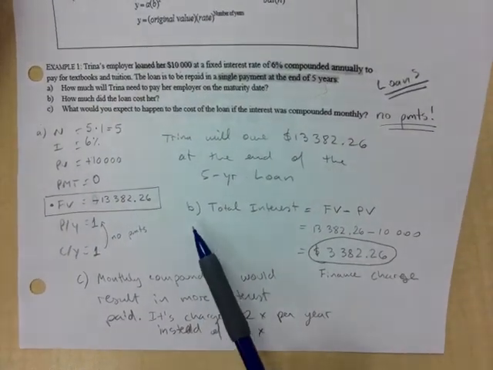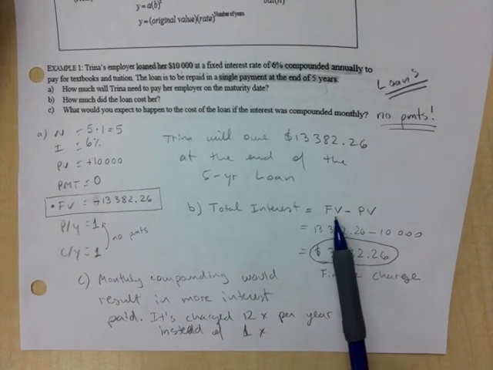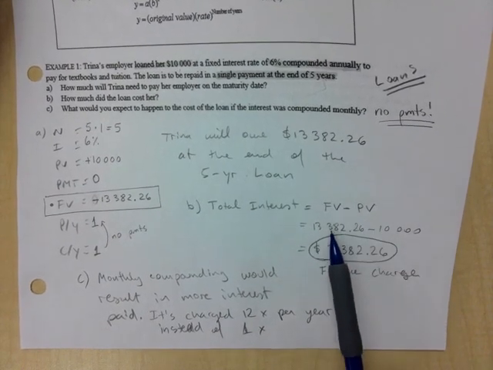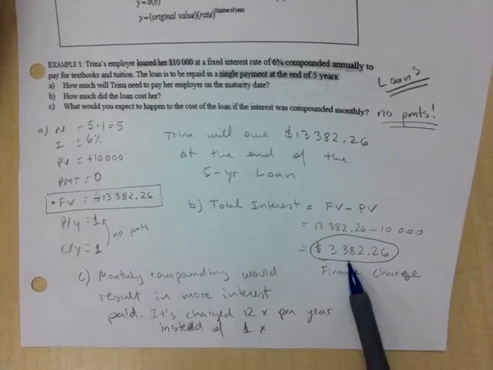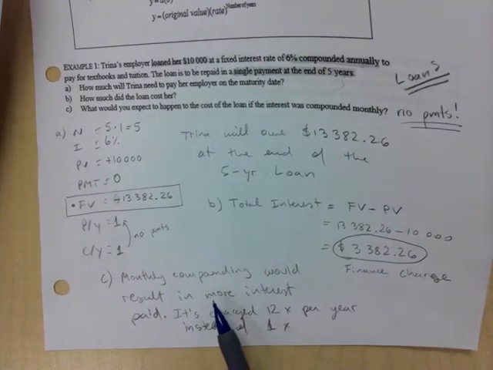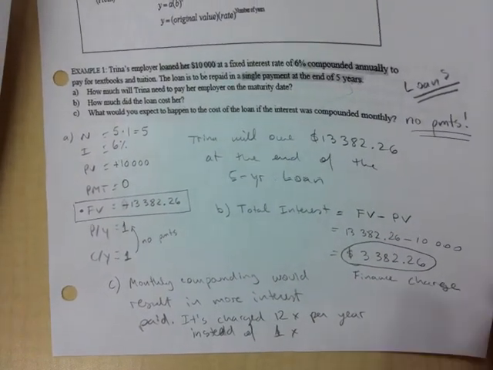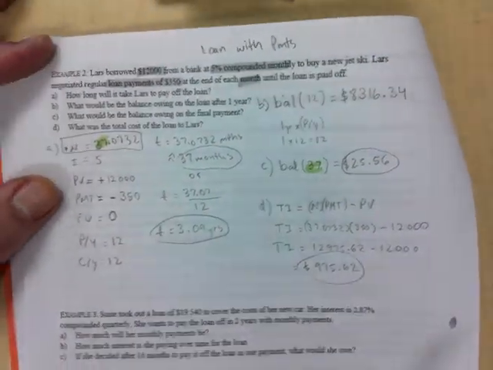For B, to figure out the total interest, in this case, you just go future value minus present value, right? You subtract the initial and the final. And so there's a 3,382.26 finance charge. Monthly compounding would obviously cost more interest. That shouldn't surprise you. Then we did an example.